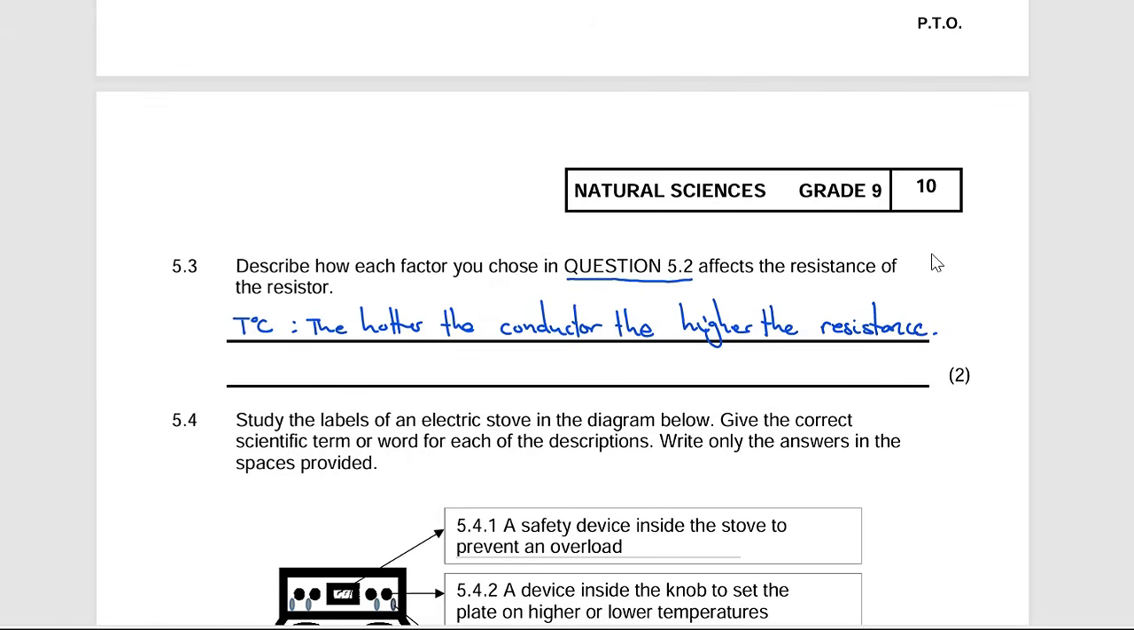Then another one I can explain is the thickness of a conductor, right? So if we were to choose this one, thickness of conductor, okay, if the conductor is thicker, we are going to have less resistance, right? The thinner the conductor, the higher the resistance.